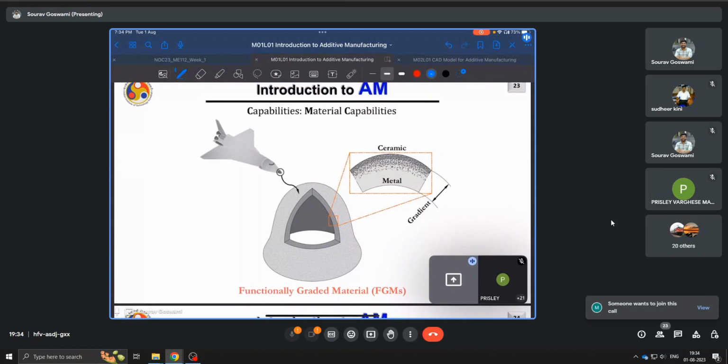Here you have an example of a functionally graded material. So the tip of the spacecraft is subjected to very high temperature as well as extreme service conditions. It can go suddenly from a highly oxidizing environment to vacuum. It is subjected to a lot of viscous drag and friction. And so what can be done as a strategy is to say coat the tip with ceramic.